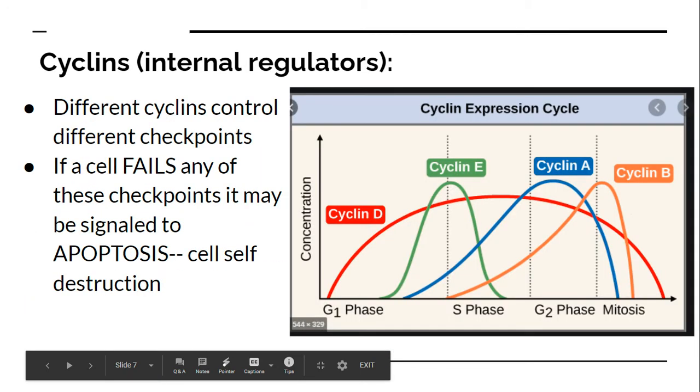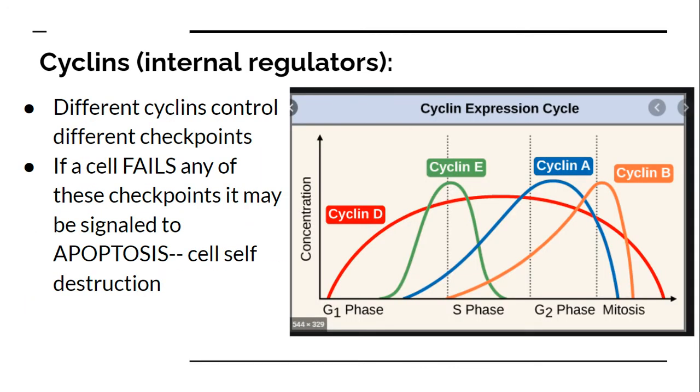All right, oops, my bad. Cyclins, which again, are internal regulators, there are different types of cyclins that control different checkpoints. So we can see that cyclin E is controlling the G1 phase.